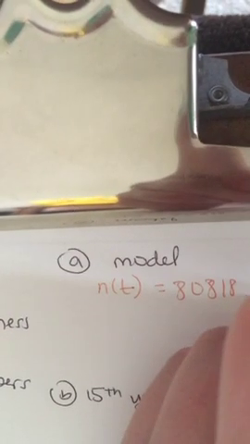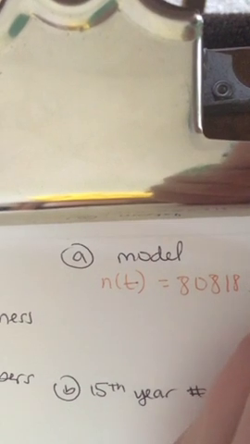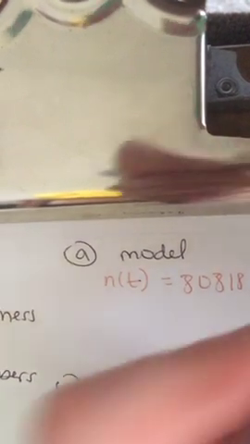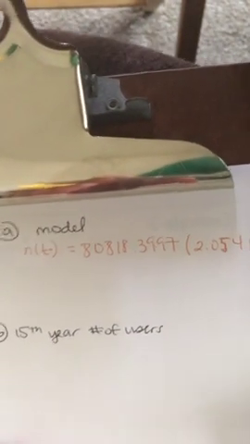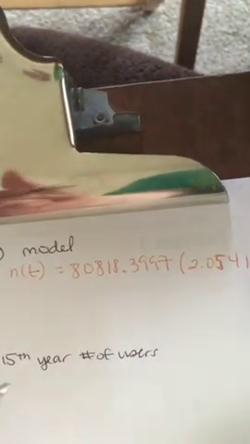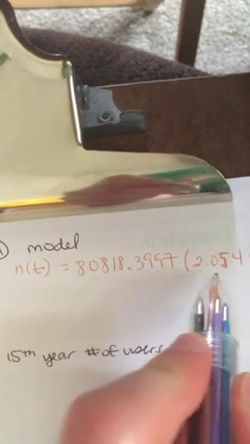So N of t is going to be, a is my coefficient, 80818.3997, times a base of 2.0541 to the x power. I didn't put all of it. I probably should pick a decimal place to round to. Oh no, I was consistent. I did 4 decimal places.